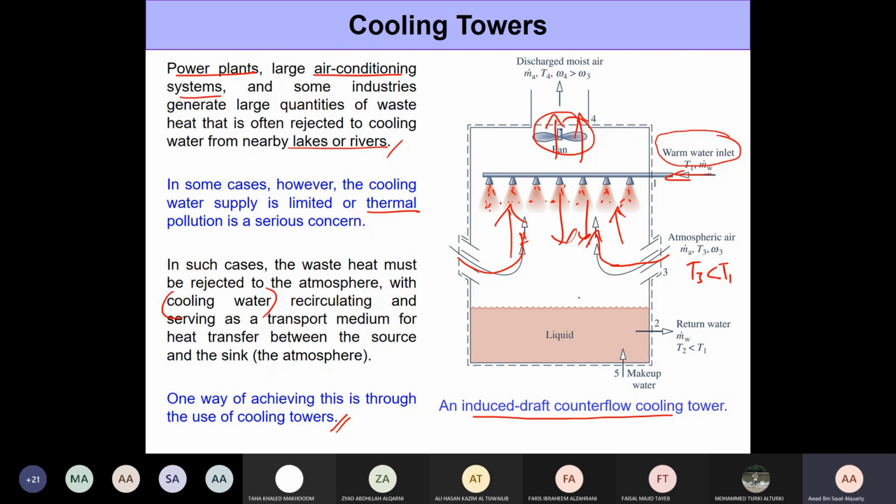So you have some amount of water that remains as a liquid at the bottom, and because of the evaporation, you need to add some small quantities of make-up water, because the water that we send out at the end would be equal to the water that comes in at the inlet.